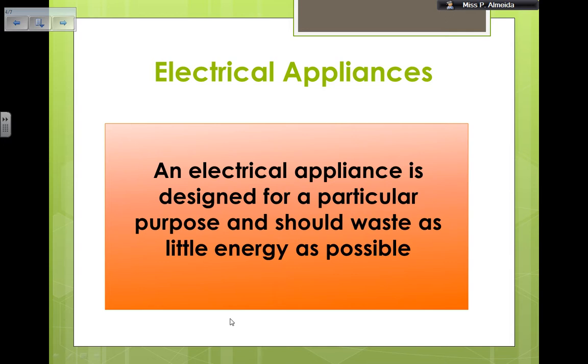Now, whenever I have an electrical appliance, I want the appliance to do whatever it was designed for as efficiently as possible. So that means that it should have as much as possible of the input energy, the energy that you give to the appliance to start working, go into the useful form, which is the form of energy that you want from the appliance. So it should waste, the form that you don't want, as little energy as possible.